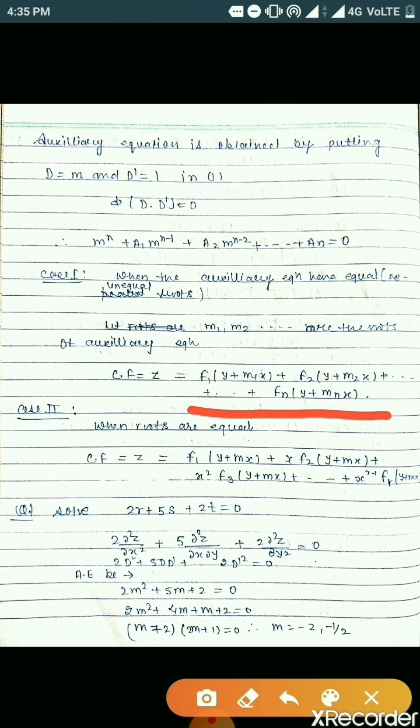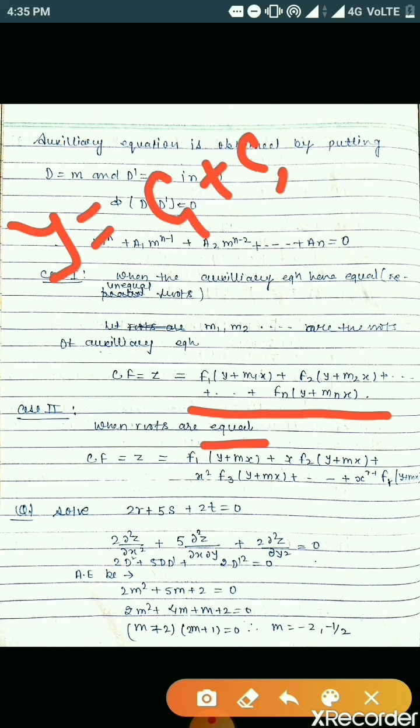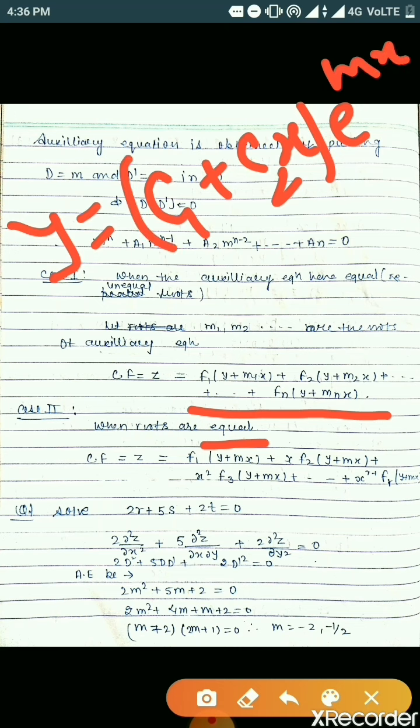Now case 2, when the roots are equal. When the roots are equal, we write it as a multiple of x, x squared, x cube like this. Earlier, when the roots are equal, we wrote y equals to (c1 plus c2 x) e to the power mx like this. But what we do here is, we can write the repeated term in terms of function.